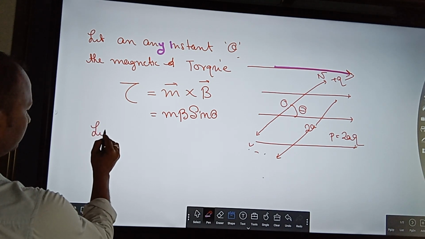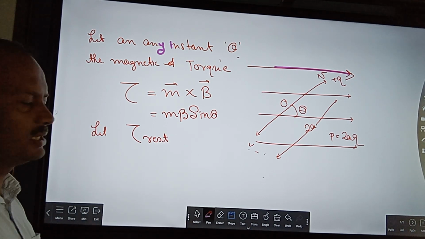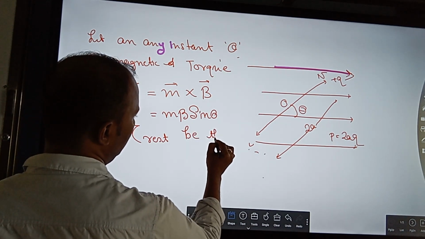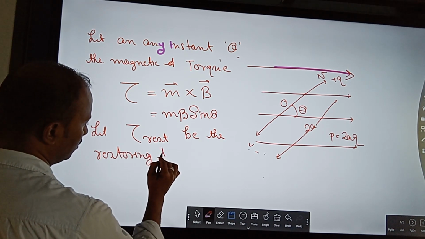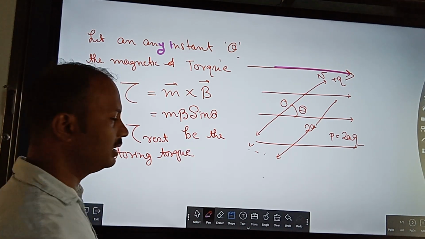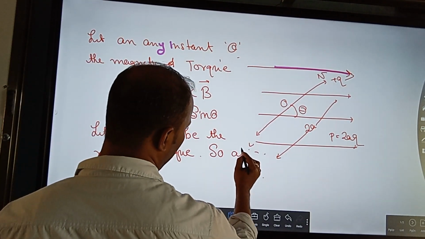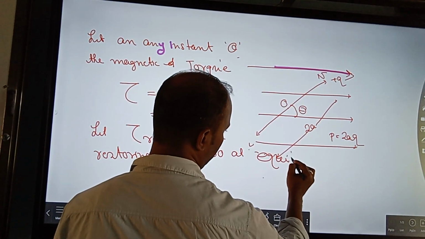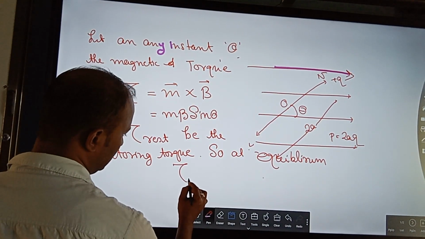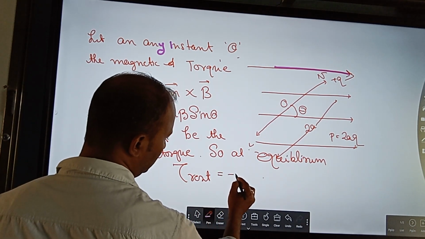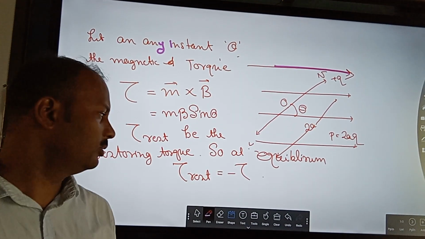Let tau rest be the restoring torque. So at equilibrium, we know this formula. So tau rest is equal to minus tau.